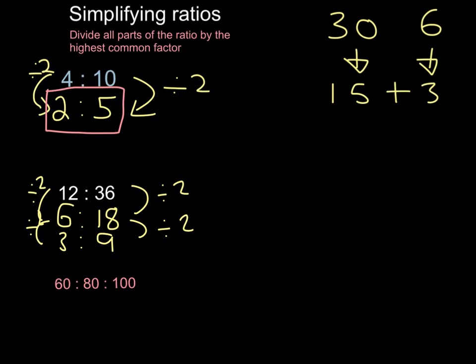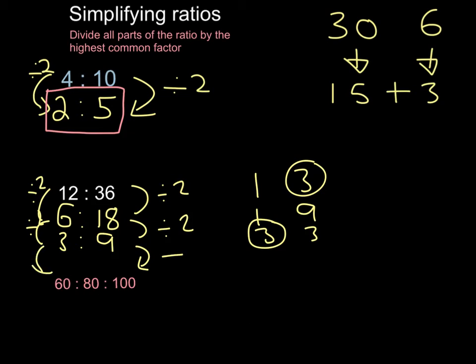Now think about it. Again, are there any numbers they can both be divided by? 3 can be divided by 1 and 3. 9 can be divided by 1 and 9, or 3 and 3. So there is still a factor of 3 we can divide by. And this is where people make little mistakes thinking you can only simplify by halving. There's other factors you can still simplify.